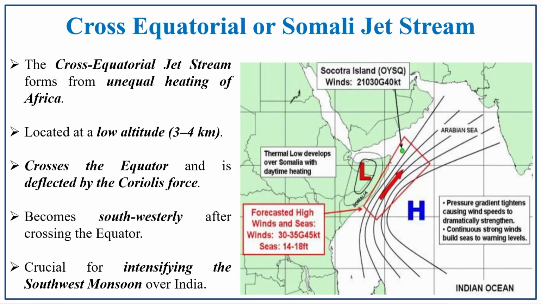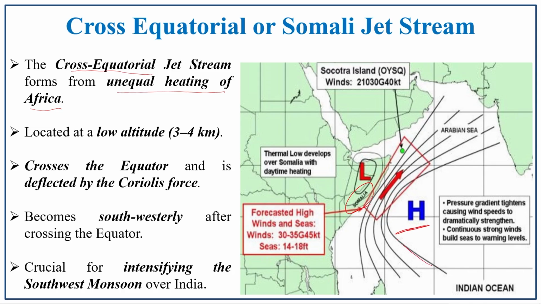Next one is the cross equatorial or Somali jet stream. This is also one of the interesting jet streams, the cross equatorial jet stream. In the name itself you can understand that it is crossing the equatorial region. It forms because of unequal heating of Africa. In the African region, Somalia is here. You can imagine that there will be a high temperature in the African region. So here you have high temperature in Somalia, and in the ocean you have the contrast, the cool air. So what happens?